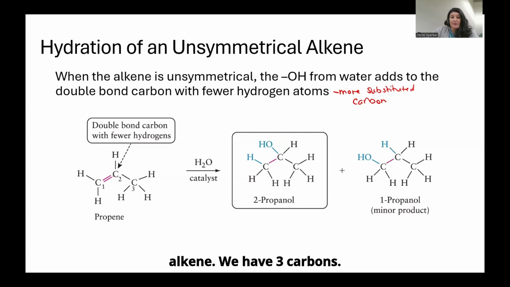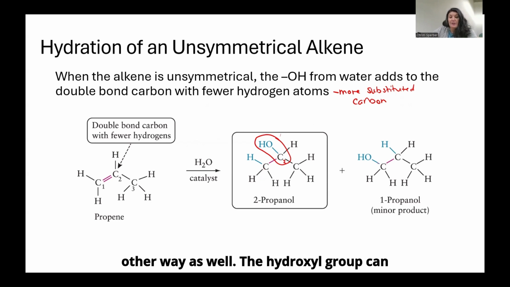We have 3 carbons. The double bond is between carbon 1 and 2. When we add water, carbon 1 is bonded to 1 carbon and it has 2 hydrogens. Carbon 2 is bonded to 2 carbons and has 1 hydrogen. Carbon 2 has fewer hydrogens and is more substituted. It is bonded to more carbons as well. And therefore, the hydroxyl group, or the OH, is going to bond to carbon number 2, and the hydrogen is going to bond to carbon number 1.